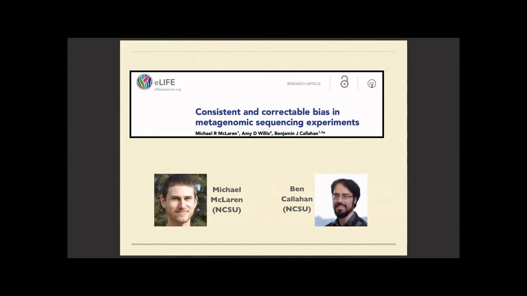So this work has been published. I'm lucky to work with some terrific collaborators. So I just want to thank Michael McLaren and Ben Callahan, who are both at NC State and who are co-authors of this paper, which was published last year in eLife. It's called "Consistent and correctable bias in metagenomic sequencing experiments." So feel free to take a look, and I'm also happy to answer questions.